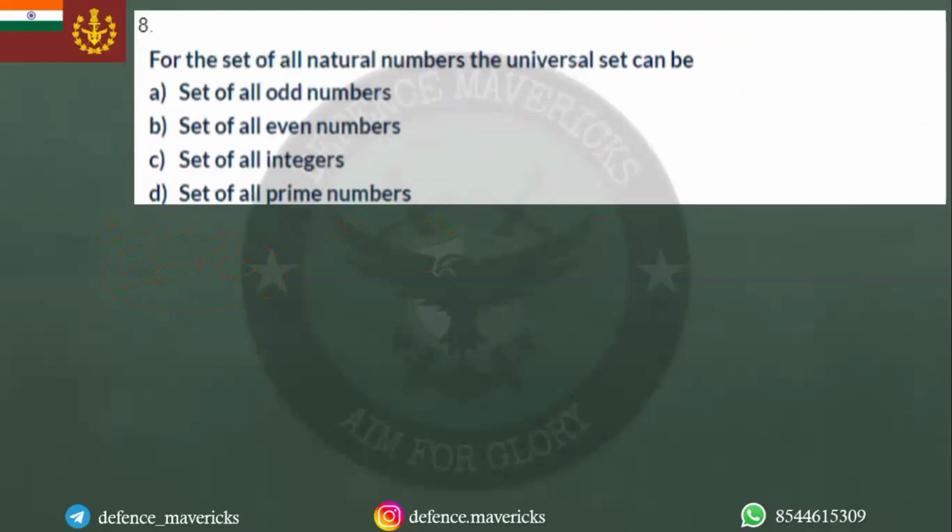Hello. Now let's move on to the next question. So it says, for the set of all natural numbers, the universal set can be. Now, what is the universal set for natural numbers? It should be something that covers all the natural numbers, right? Some set in which all natural numbers come. Now they have said odd numbers. Will odd numbers have all the natural numbers? Of course not. Will all the even numbers have all the natural numbers? Not. Will all the integers have natural numbers? Yes. But let's take the fourth option. All prime numbers? No. Because there are composite numbers also, which are natural. So the set of all integers will have all the natural numbers.